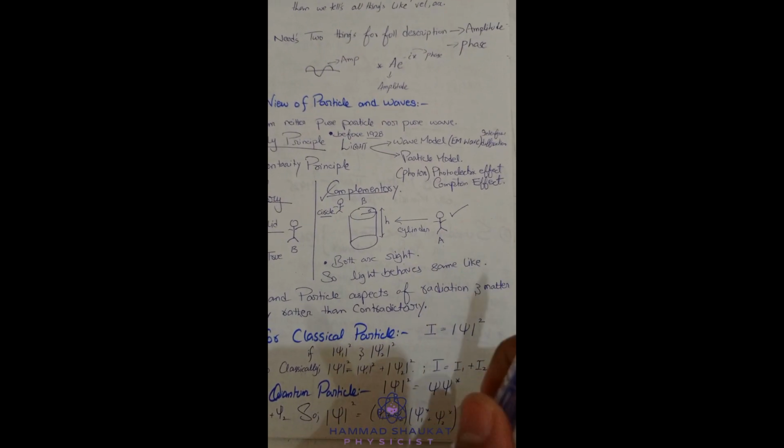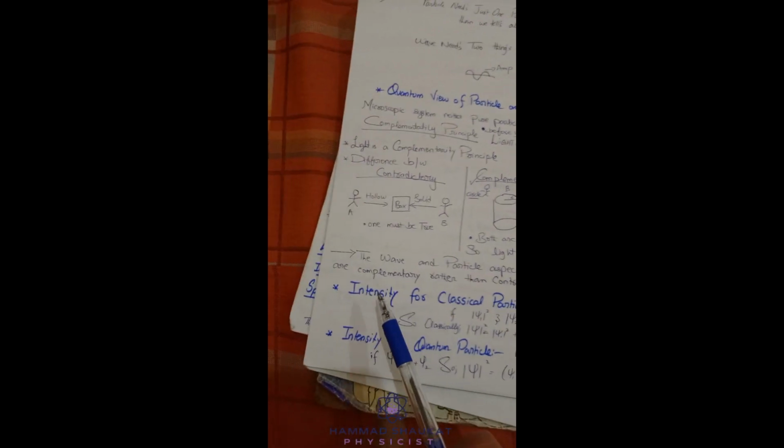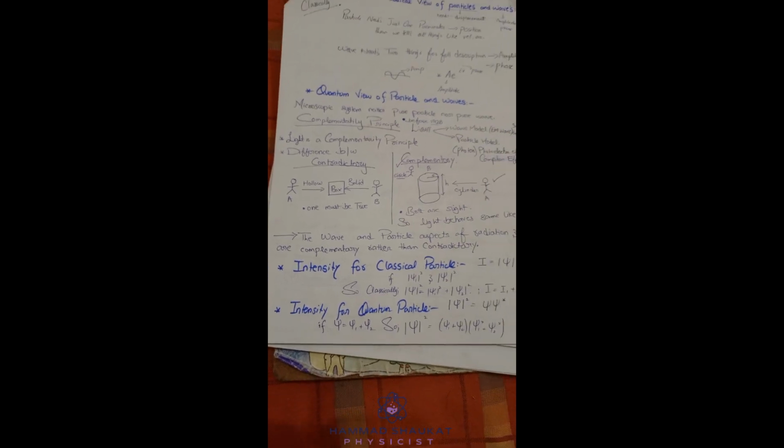Light behaves like a complementary. Means if you are watching light from one aspect, it behaves like a particle. If you are watching light from another aspect, it behaves like a wave. So here light behaves like both, dual nature. So basically light means waves and particles behave as complementary, not contradictory.